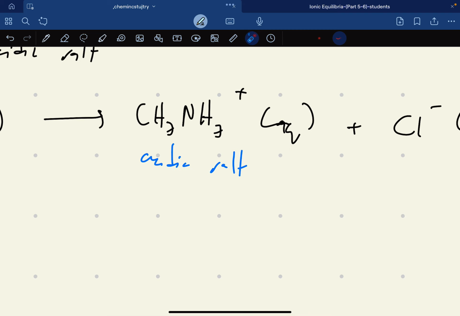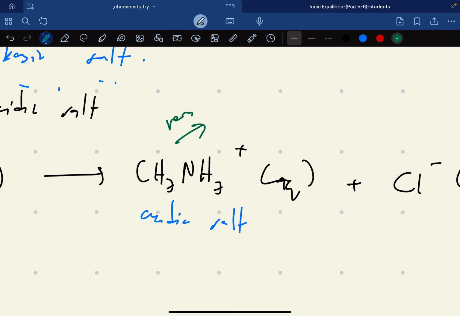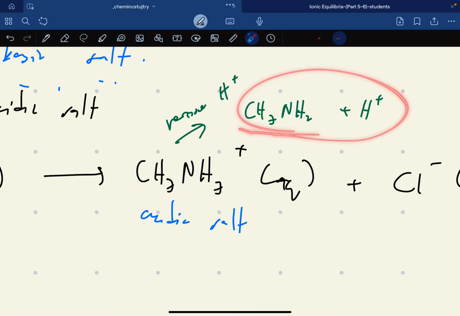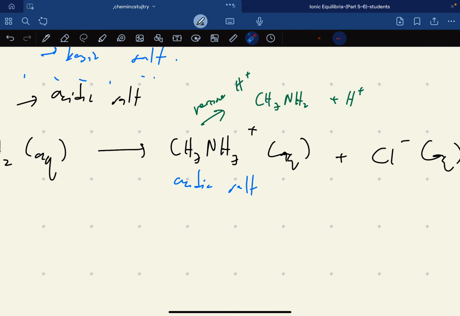So this one, as you can see, there's actually H plus overload because we can remove one of the H plus. We remove H plus, we get CH3NH2 and then plus H plus. So actually this is acidic behavior. This is an acid, a conjugate acid. That's why we can do hydrolysis to get this equation. So we have to make this equation, we know that, so we have to use this. But to use this, we have to know how many moles of CH3NH3 plus we're going to get. Only then can we make the equation. Otherwise, we don't know how much.